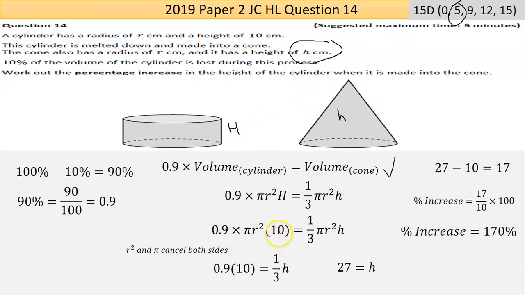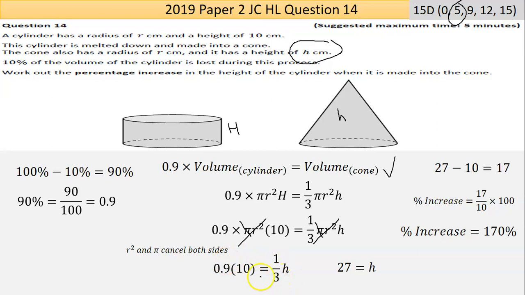I'm putting in whatever data I have, so it's 0.9 times pi r squared times 10. Remember they're all multiplied. Is equivalent to a third times pi times r squared times h. There's an awful lot of unknowns here, so you can seem like you're going wrong until you realize that if something's common to both sides, they cancel. You don't need to bring things across, they will cancel. And then the r squared here cancels the r squared here. So you're left with just 0.9 times 10 is equal to a third times h.